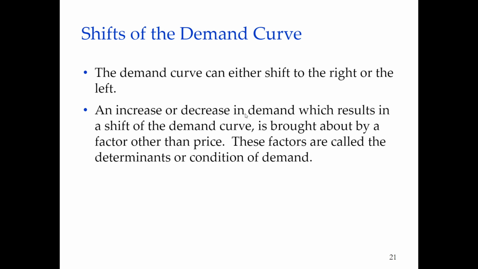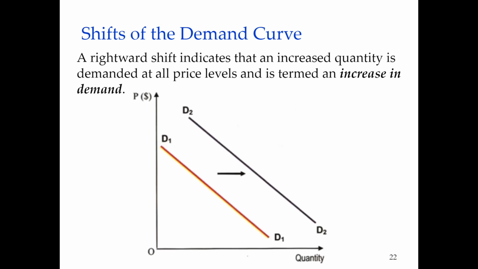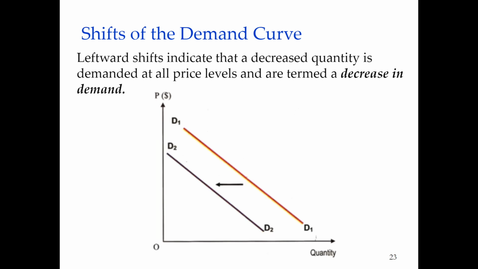Shift of the demand curve. The demand curve can either shift to the right or the left. An increase or decrease in demand, which results in a shift of the demand curve, is brought about by a factor other than price. These factors are called determinants or conditions of demand. A rightward shift indicates that an increased quantity is demanded at all price levels and is termed an increase in demand. A leftward shift indicates that a decreased quantity is demanded at all price levels and is termed a decrease in demand.